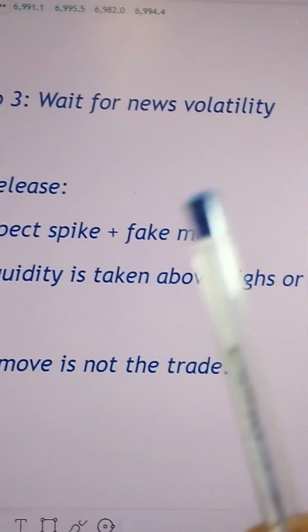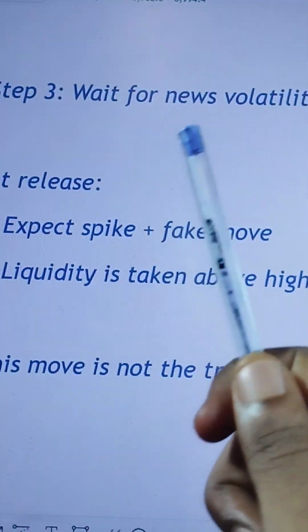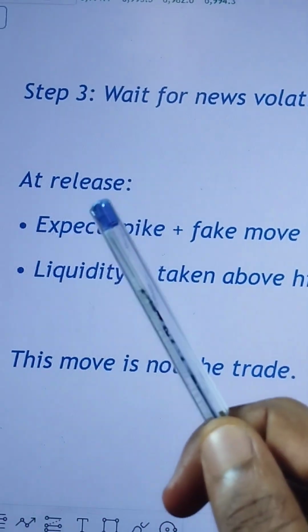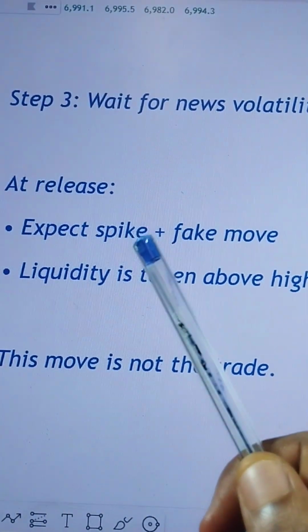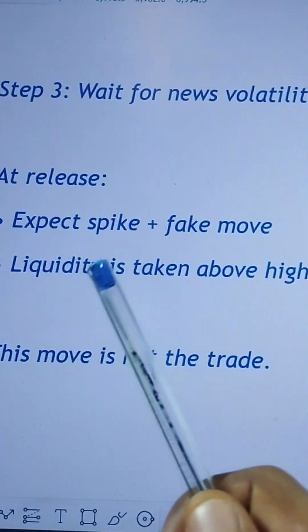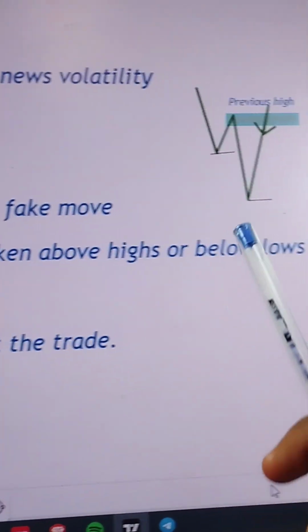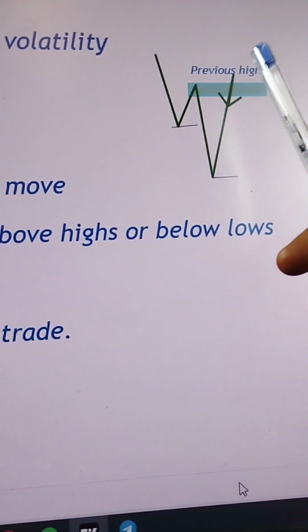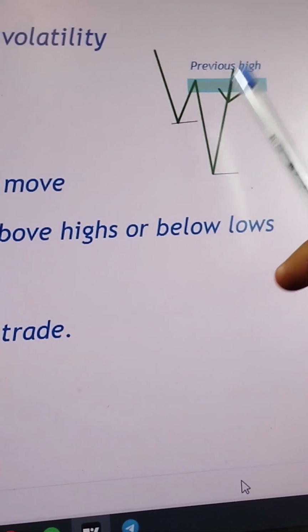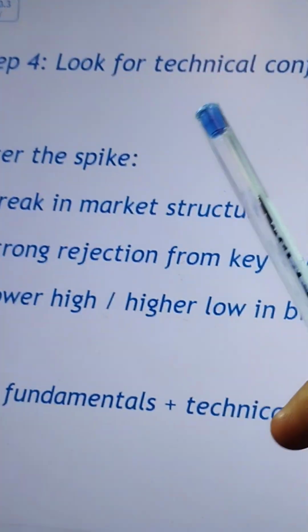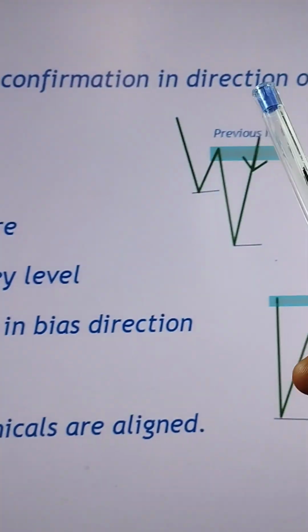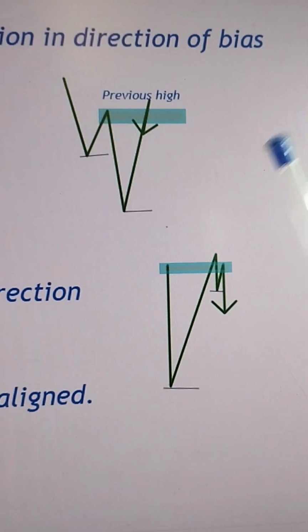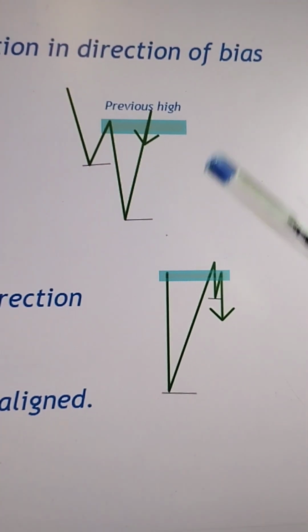Step 3, after you have marked out your key levels, you wait for the news volatility. You notice at the release, you'll be expecting spikes plus fake moves. You expect liquidity taking above the highs or lows like this. Now you expect the spike, boom, liquidity taking above these highs. So at this point, you are not buying yet, you are not selling yet. You look for technical confirmations in the direction of your buyers, like the buyers we got on step 1, that USD CAD is going to go bearish, that we are selling the USD CAD.